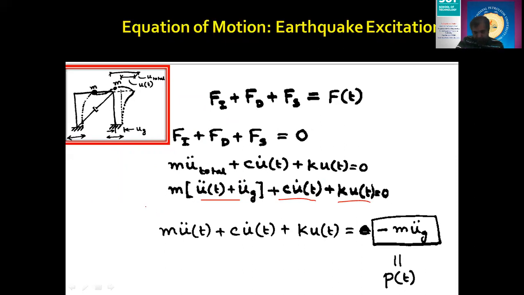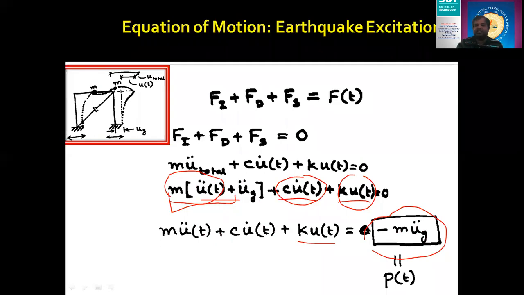Now if I take it in this way, putting each relation in one go, m u double dot of g will go to the other side. So this equation will become m u double dot of t plus c u dot of t plus k u of t, and this will go to the other side: minus m u double dot of g. Basically, if you see, this is nothing but your external force.